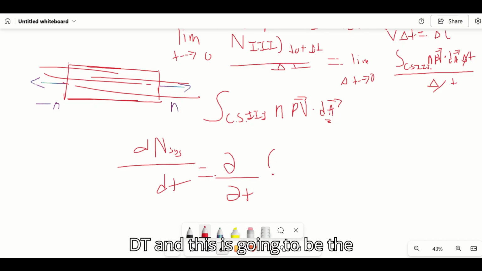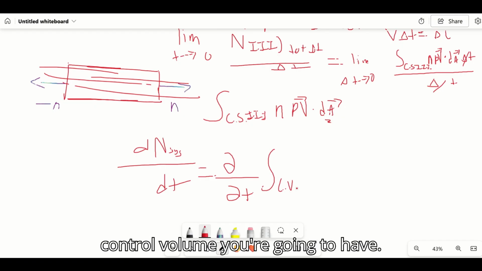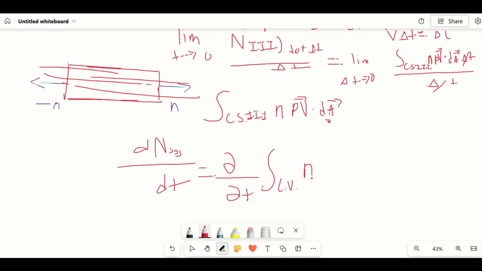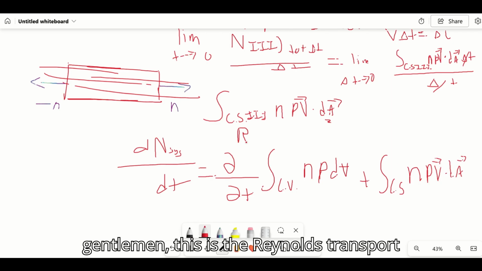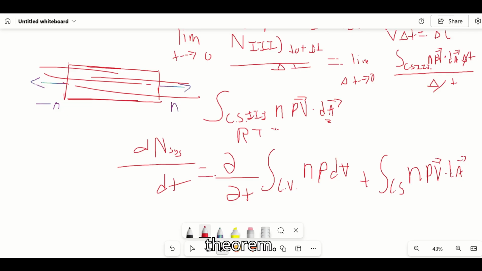dt, and this is going to be the control volume. You're going to have rho, control surface, and this right here, ladies and gentlemen, this is the Reynolds transport theorem.